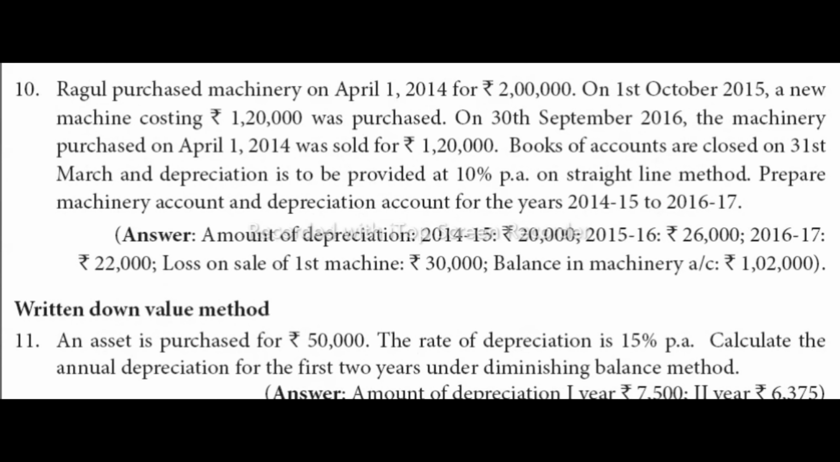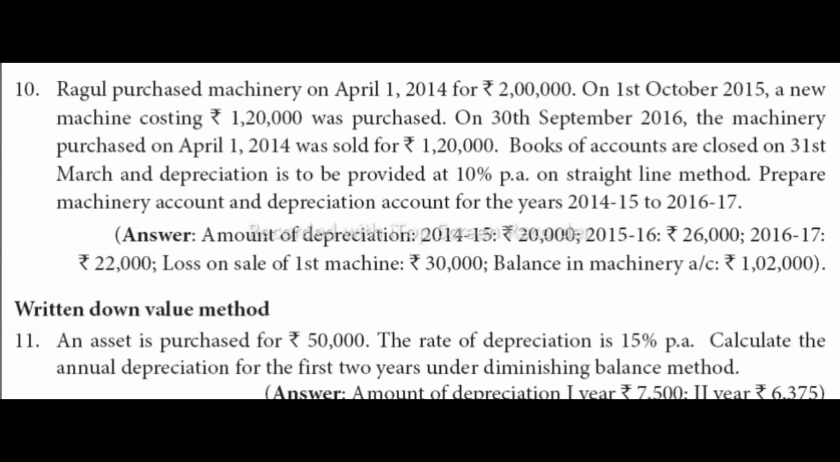Let's have a look at the 10 sum from the Depreciation Accounting chapter of Standard 11. This sum consists of two machineries being purchased by Rahul, one on the 1st of April 2014, for 2 lakhs, and the other on 1st of October 2015, for 1,20,000. And in this sum, he is selling off the first machinery, which he purchased for 1,20,000, on 30th September 2016, and the second machinery stays with him.